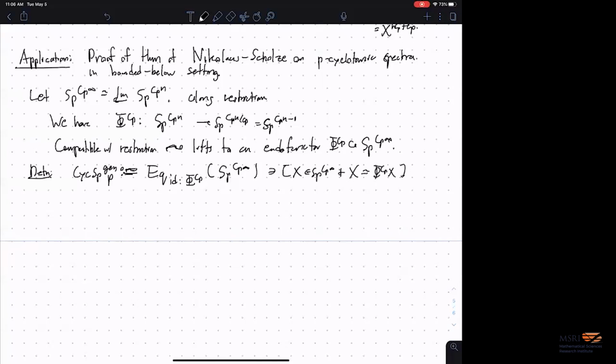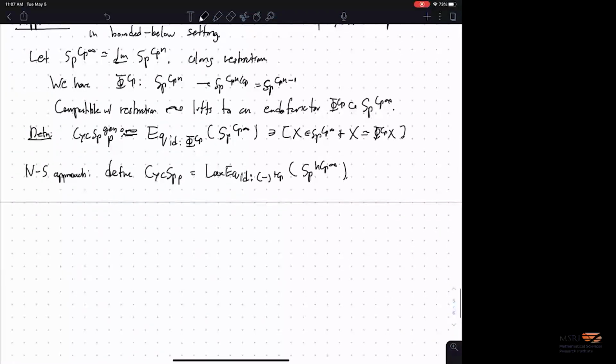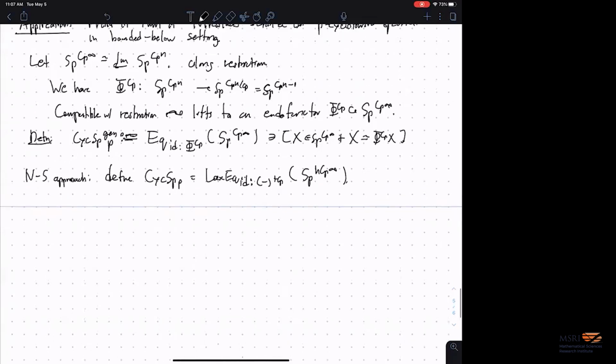Now, the Nikolaus-Scholze approach is different. So instead, I will define the category of p-cyclotomic spectra to be the lax equalizer of the identity and TCP, where a direction is implicit, on Borel equivariant CP infinity spectra. So a priori, you expect this to be a truckload less data than genuine p-cyclotomic spectra.